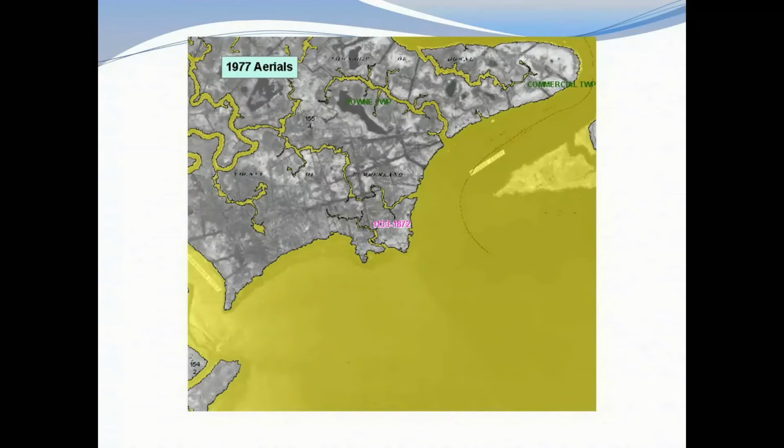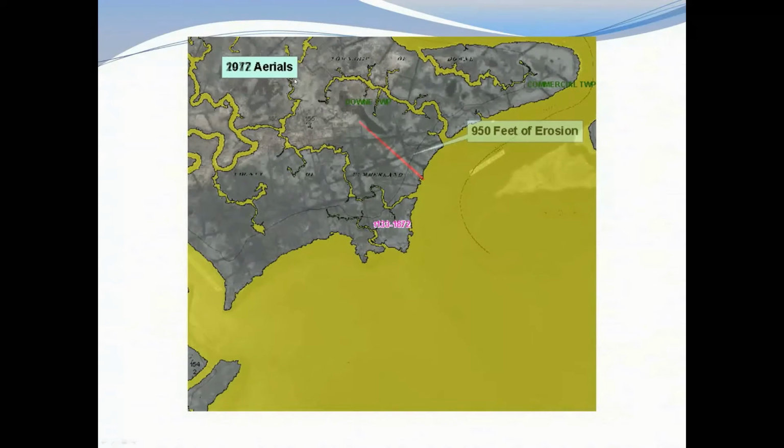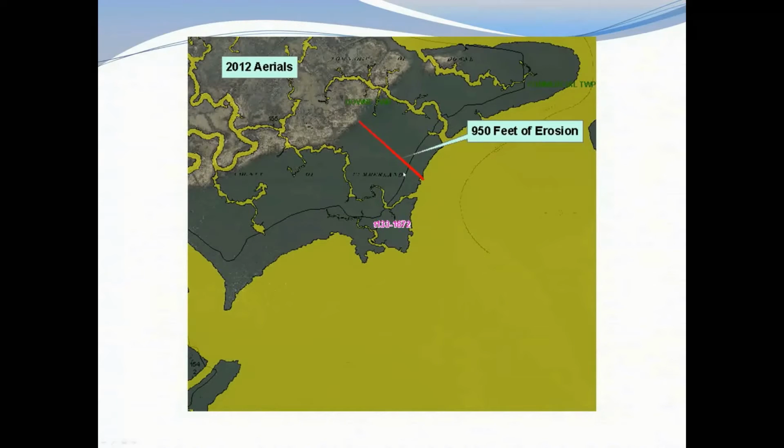So here we're going to look at some areas of erosion throughout the state. This is an area down in Down Township. You can see here, this is 1977 aerials. We have the yellow area here as the claims line, and it generally matches the shoreline as we see it in 1977. Fast forward to 2012, and you're seeing that almost 1,000 feet of erosion occurred. So even though the claims line appears to be in the middle of the water here, the state is actually going to be claiming to the current mean high water line as the area is subject to erosion.